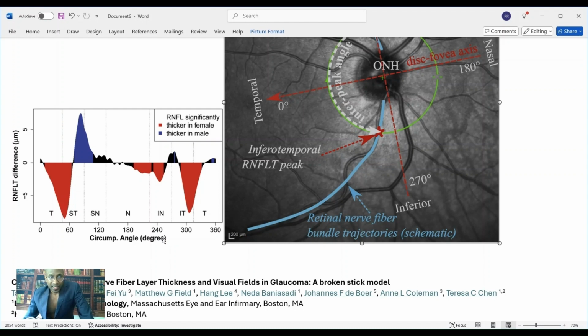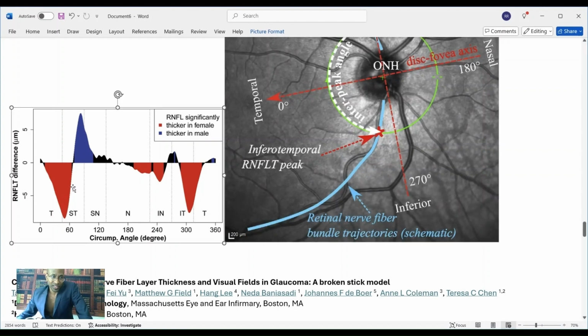And so what we're looking at here is the retinal nerve fiber layer difference, and this is again another chart from the researchers at the Eye Institute at the Harvard School of Medicine, Boston, Massachusetts. This chart gives the temporal and the superior temporal, the nasal, the inferior nasal, and inferior temporal. These areas are all significantly higher in females. As you can see, this is the females represented in red. Here's the blue for the male.